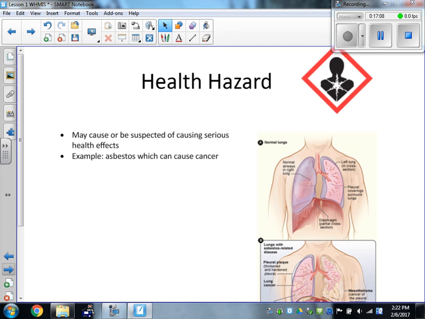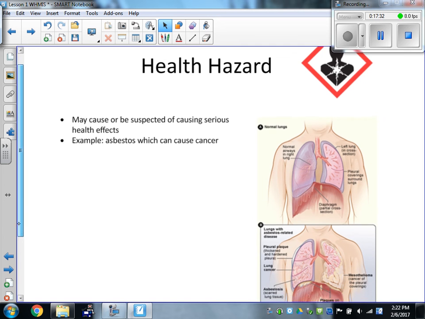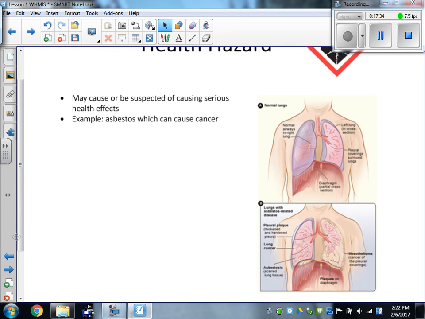And of course, they're not allowed to use asbestos anymore to make any kind of buildings or anything like that. So, all right. So health hazard. Okay.